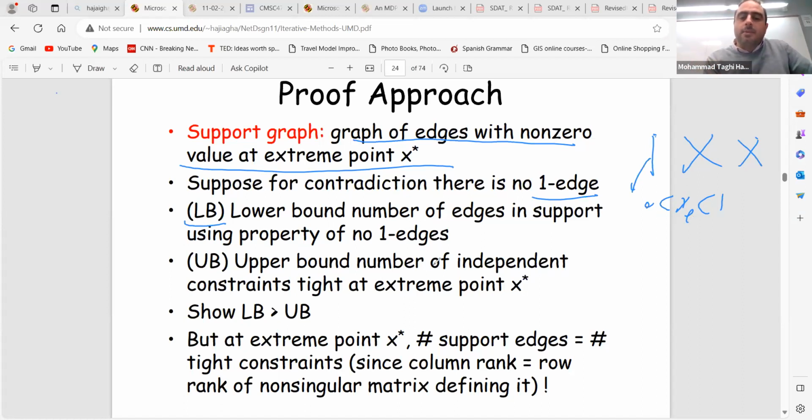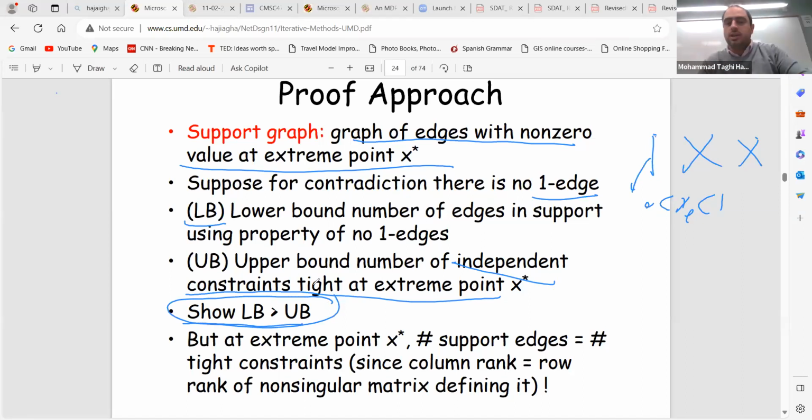Upper bound is the number of independent constraints that are tight at this point. Good. So the lower bound is the number of variables, meaning the number of edges here. What is the upper bound? The upper bound is the number of independent constraints which are tight. This independent is important; we need to talk about it. Independent constraints that are tight at the extreme point x. What do I show? I will show that the lower bound is greater than the upper bound. That's essentially the contradiction that I will get.